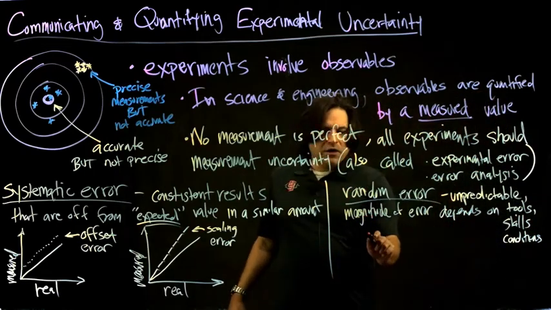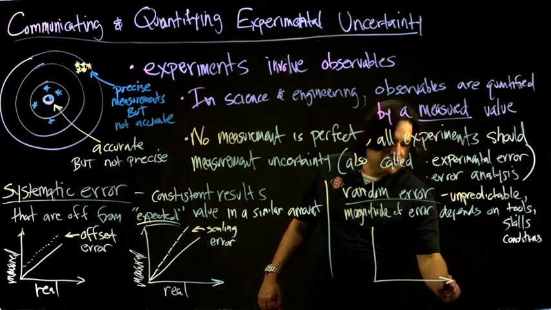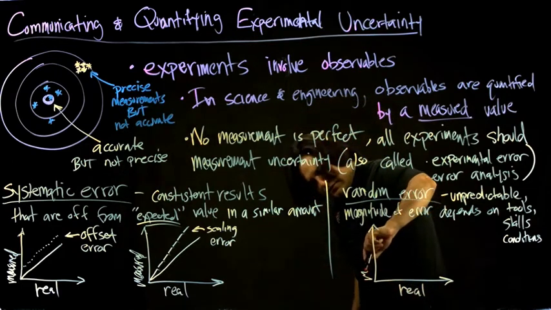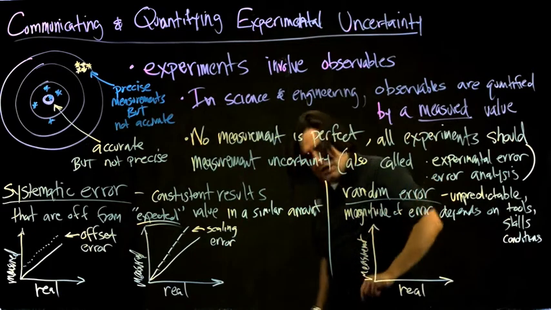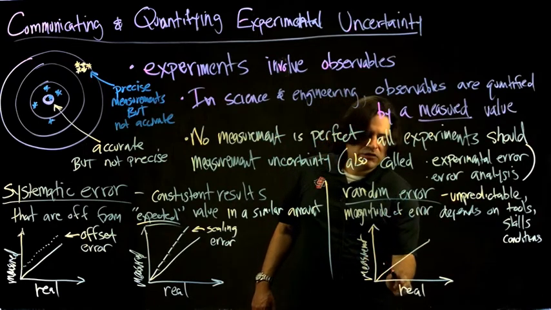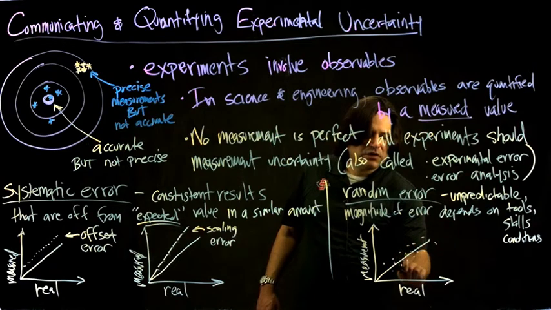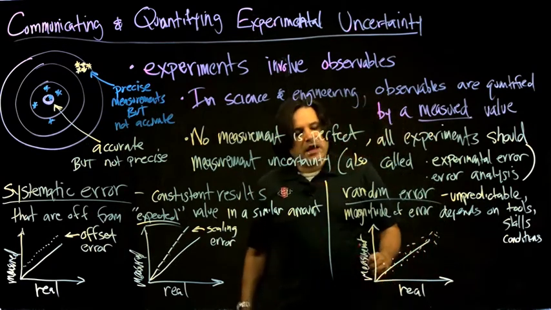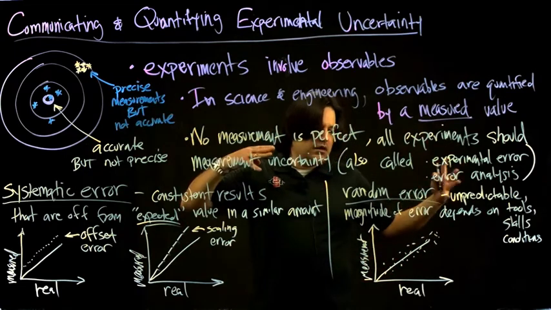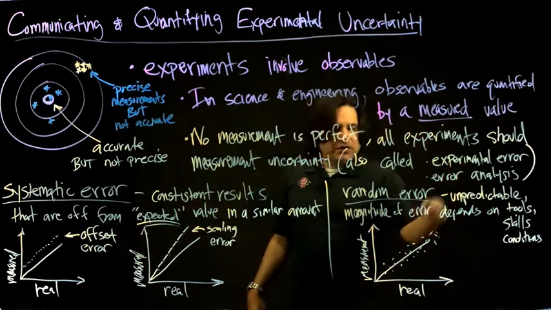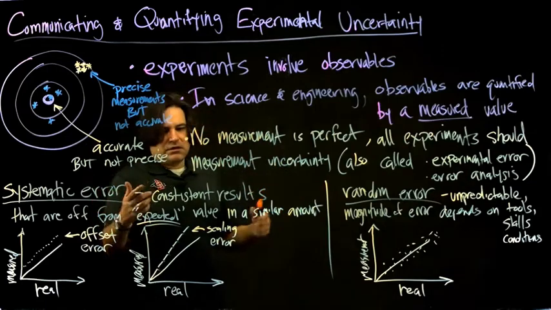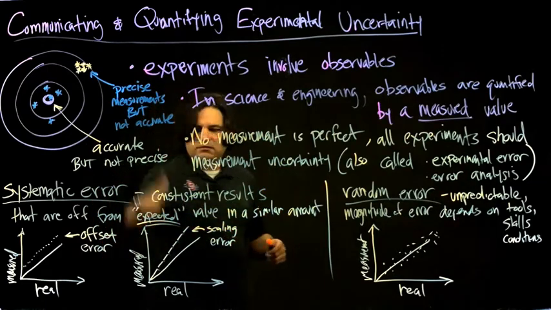And if it's a true random error, what that would look like in terms of some comparison to a real value, if you knew the real values, so this would be a real value, and then you take the measurement, measured. If it was a truly random error, what you would see is a scatter on both sides, both over-predicting and under-predicting, and depending on the precision of your measurement, you might get a tight scatter or a loose scatter. But if it goes on both sides, then that means it's not systematic. A systematic error has to be in the same direction, in a similar amount.